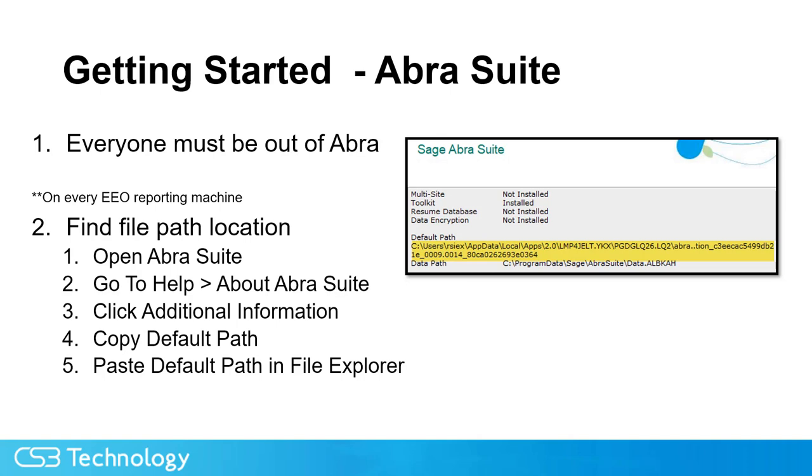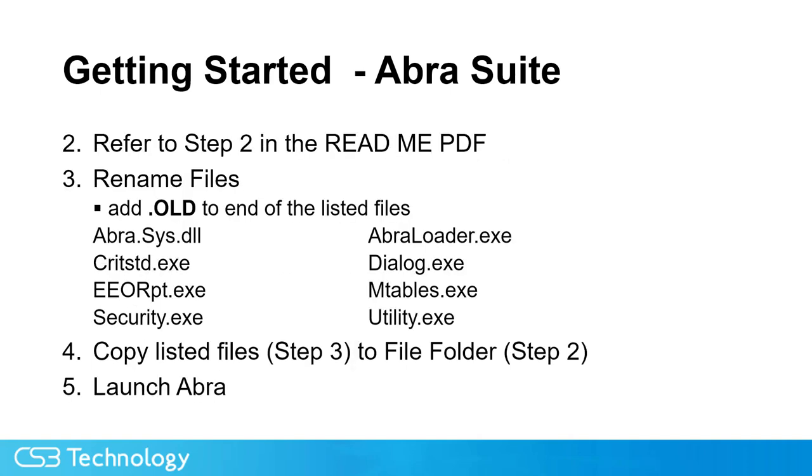Once you've copied this default path, go ahead and close Abra Suite. Again, make sure everybody is out of Abra Suite, and we're going to go on to the next step. We're going to go back to the README PDF, and it's going to tell us that we need to rename a list of files. The way that we do this is we go into our file folder that we have open, find each of these files, right-click on the file, select Rename, and type .old at the end of each of the file names.